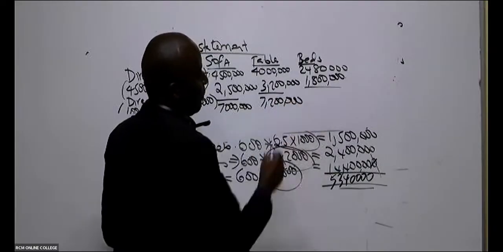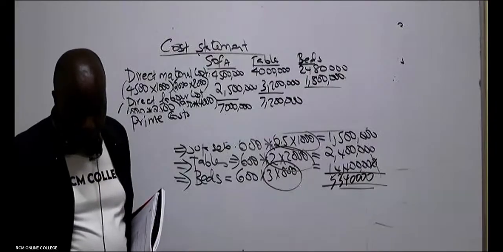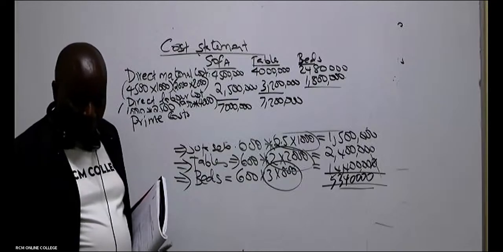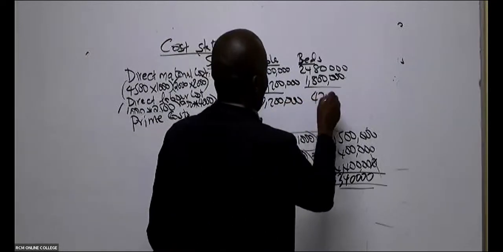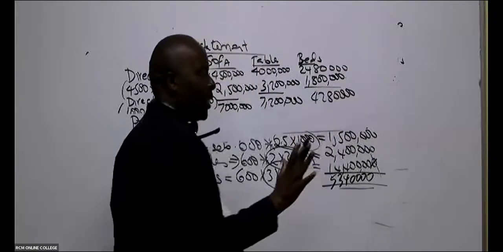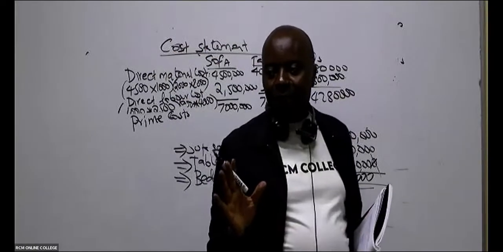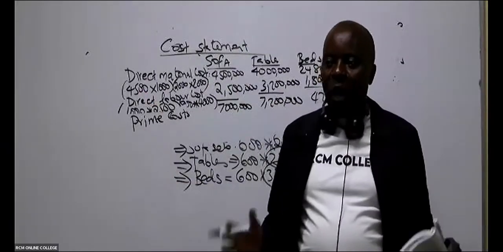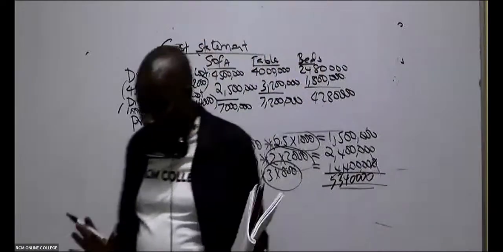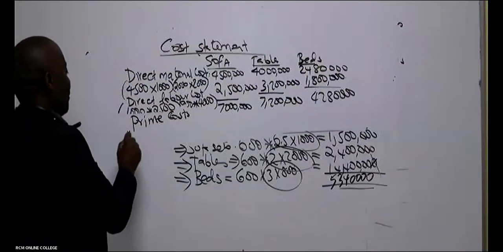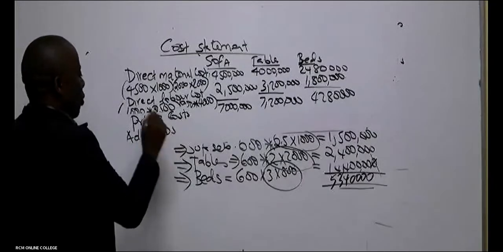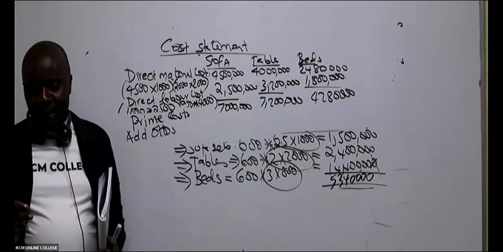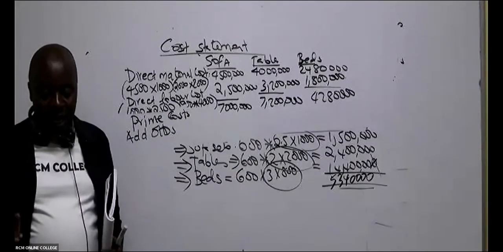And then 4,280,000. Is that really the end of our cost statement? No, we must come and add what here now? The overheads. Add the overheads now for each product. Fortunately, we already have the overheads.